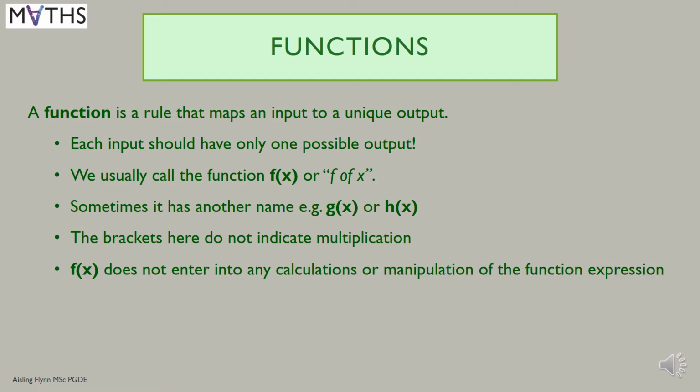The brackets here do not indicate multiplication. So we don't ever multiply f by x. It doesn't make sense to do that. And f of x does not enter into any calculations or manipulation of the function expression. So you're not moving f of x over or back the equal sign. It's just the name of the function and it tells you what the function depends on, which is x. So f of x equals 2x plus 3, for example. Nothing ever crosses that equals. It's just saying the function of x, what changes with x, is 2x plus 3.